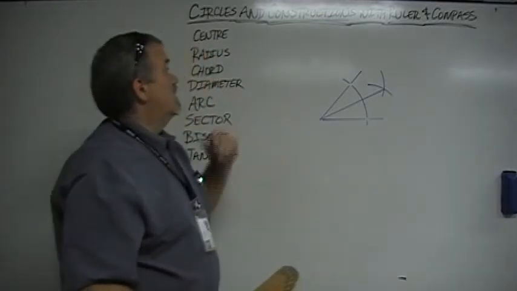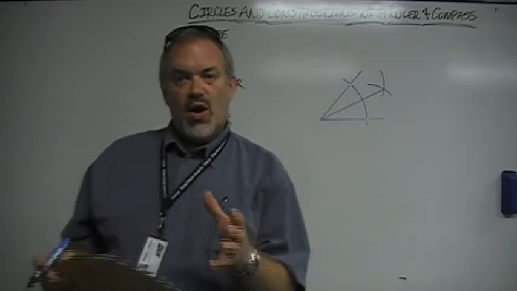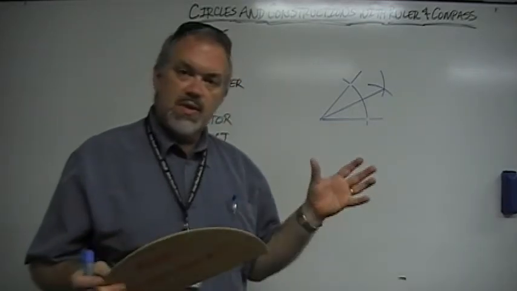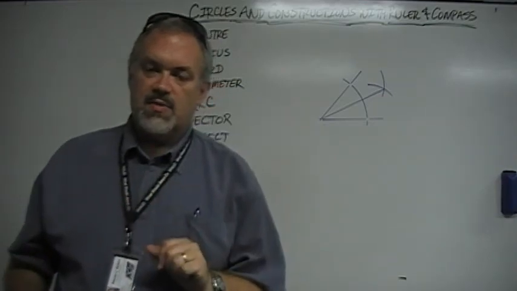So that is circles and constructions with ruler and compass. Before I go, though, I can tell you there are a lot of different other constructions that we can do with just a compass and a straight edge, but we'll leave those to explore at another time.